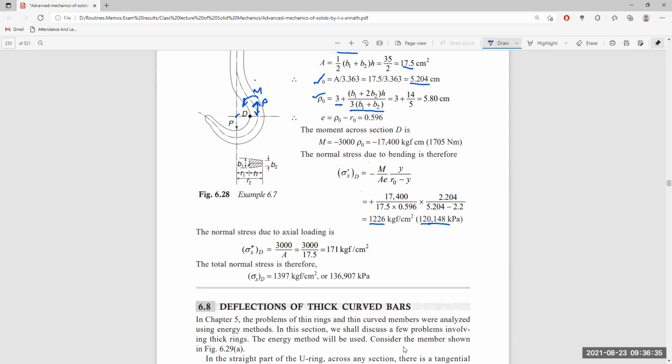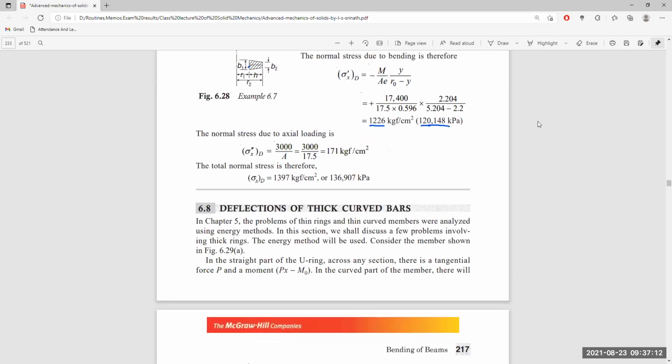The normal stress, therefore, sigma x to D is equal to, we have to add this with 1227 itself, then it becomes 1397 kgf per centimeter squared. That is the maximum stress induced here, that is tensile in nature, so it is positive in nature. Now, after this, let us go for deflection of the thick curved beam itself.